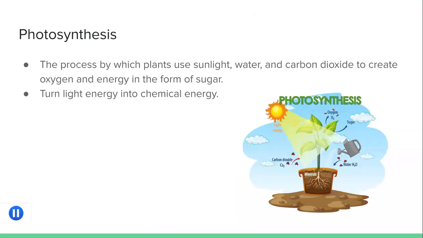Photosynthesis is the process by which plants use sunlight, water, and carbon dioxide to create oxygen and energy in the form of sugar. They turn light energy into chemical energy. And I used a picture that simply shows the process of photosynthesis and how it works all together.